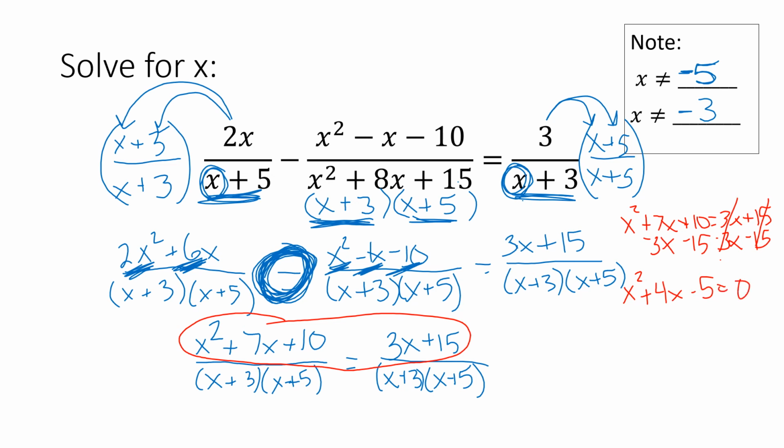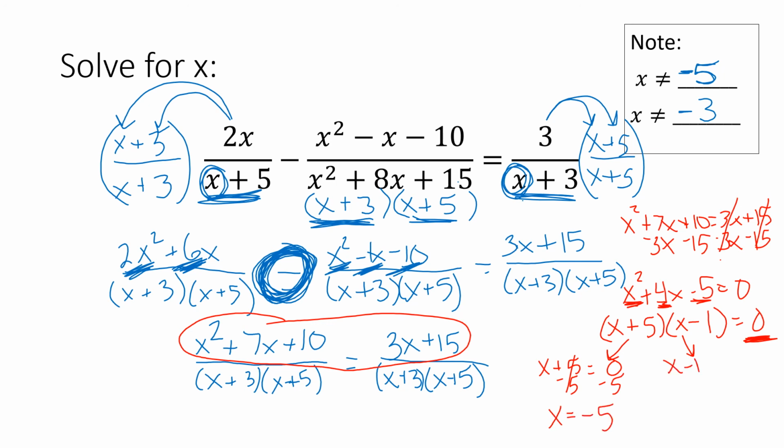You can either try to factor this or you could even use the quadratic formula. I'm going to factor it because off the top of my head I know that I could do x times x to get x squared. I also know that I could do x plus 5 and x minus 1 because 5 minus 1 is 4 and 5 times negative 1 is negative 5. So with the zero product property, I'm going to set each of these factors equal to 0. So I will end up with my first solution is negative 5 and my second solution would be a positive 1.